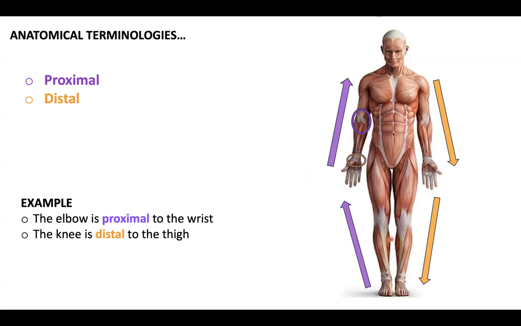And in the lower limb, when we see knee and hip joint, hip is proximal, knee is distal. But if we are comparing knee with ankle joint, knee becomes proximal and ankle will be distal. So these are relative terms, and proximal and distal are used commonly in upper limb and lower limb. And proximal means near the attachment and distal means away from the attachment.